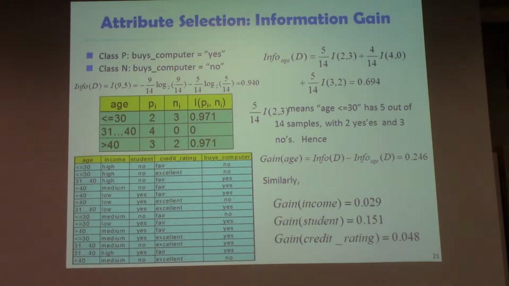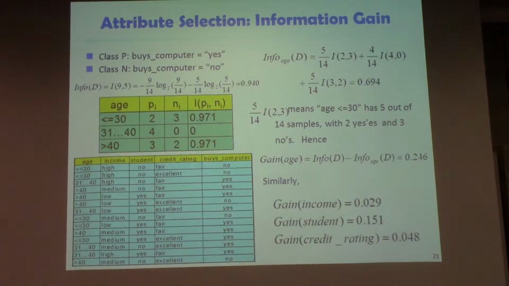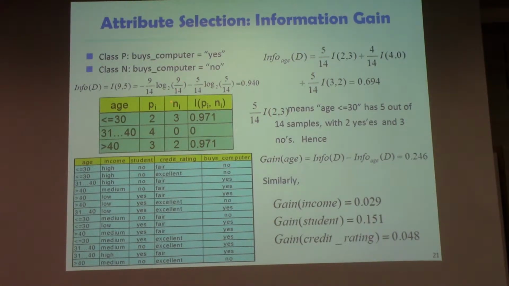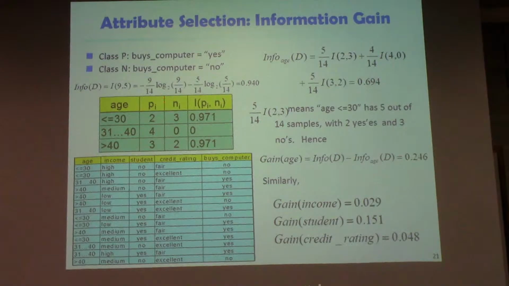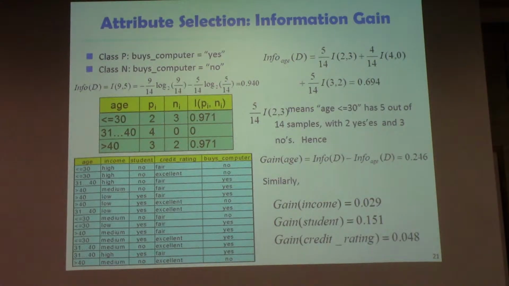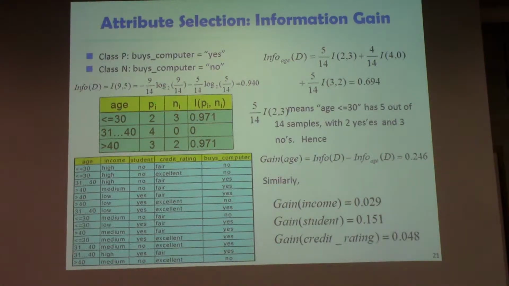What is the extreme case? All of them are yes and nothing is no. What happens? This is 1, and log of 1 means 0. So this is 0. The lowest entropy means stable. You don't have to classify.